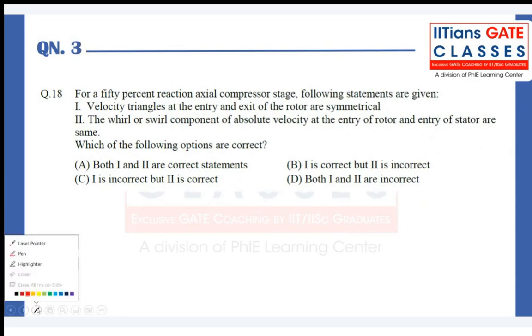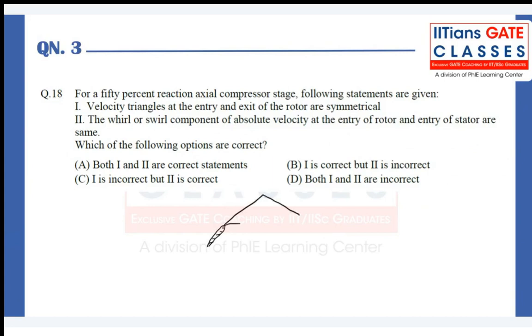So let us try to draw this stage velocity triangle. So I have a rotor, so C1 absolute velocity vector, W1 relative velocity vector, Ca is axial component of velocity, and U is blade velocity, right?